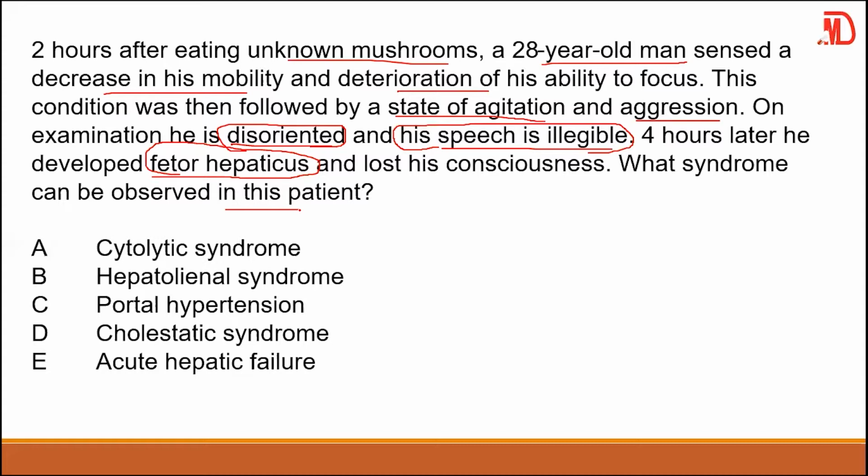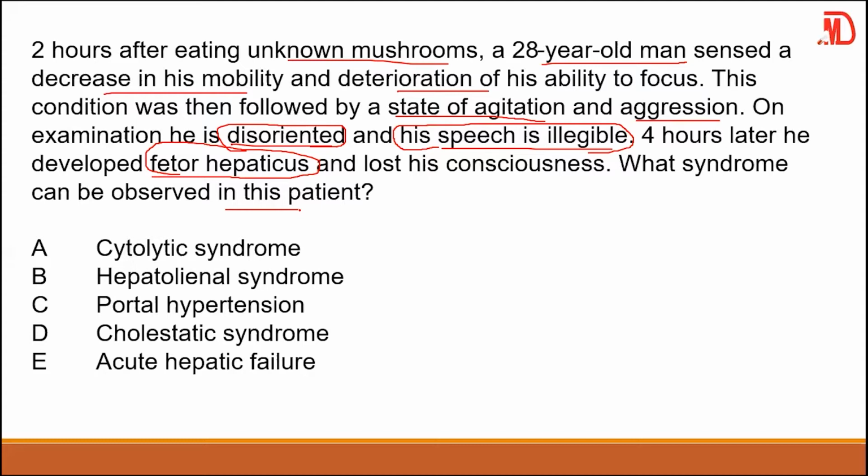seen in portal hypertension, where the portosystemic shunting allows thiols to pass directly into the lungs. Thiols pass directly into the lungs, and it is a late sign of liver failure. It is a late sign of liver failure.